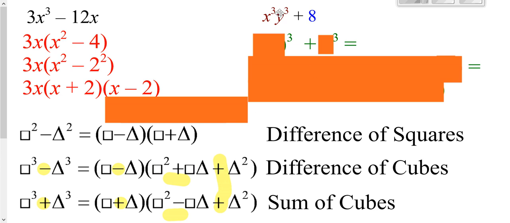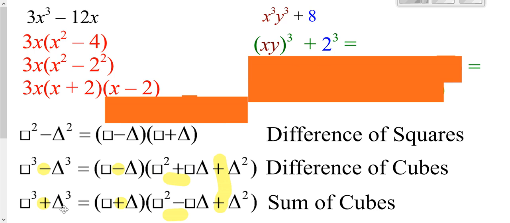So we want to see, is this something cubed? Well, the first thing is obviously something cubed. It's really an xy all cubed. And then you've got to think, is 8 something cubed? Well, it's really a 2 cubed. So then you've got to think, okay, my box down here corresponds to what's being cubed, which is xy. So each one of these boxes here gets replaced with an xy.